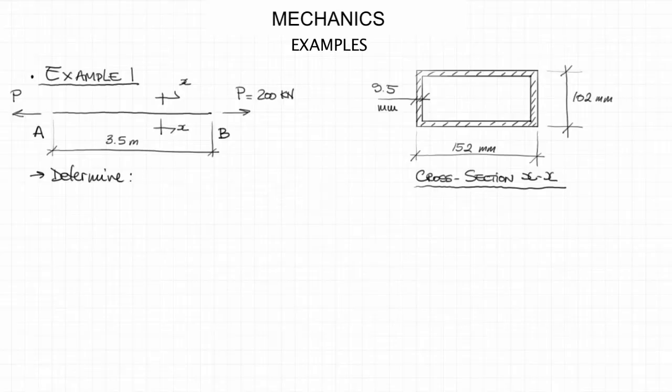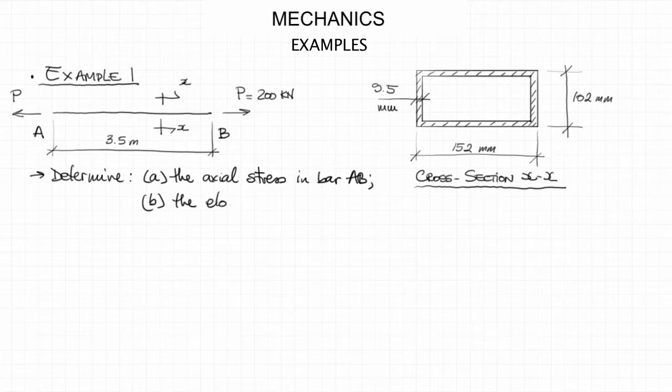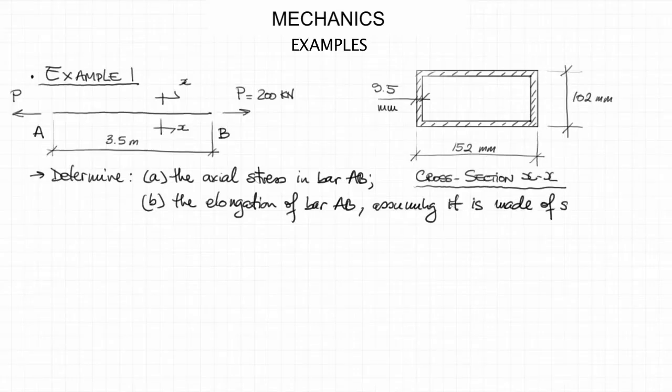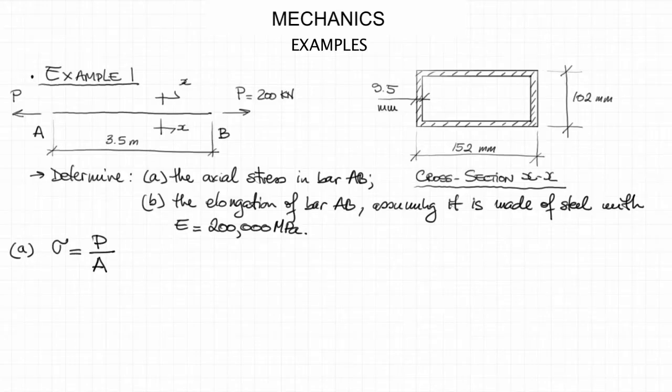One would have to determine, firstly, what is the axial stress in this bar, and secondly, what is the elongation of the bar if the bar is made of steel with a modulus of elasticity of 200,000 megapascals. Now, as a note, 200,000 megapascals is a typical value for the modulus of elasticity for steels. So it's a number that you might want to remember.